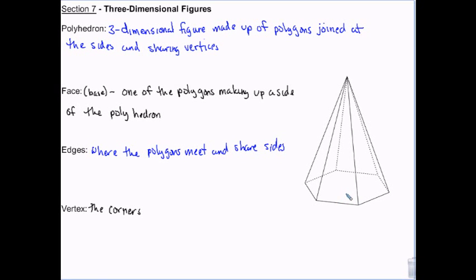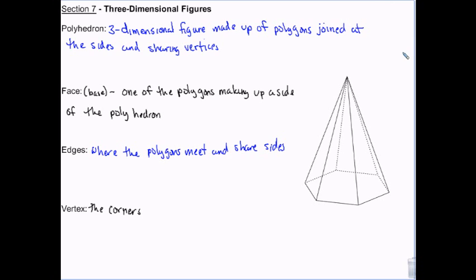A polyhedron is a three-dimensional figure made up of polygons. So if you remember, polygons don't have any curves. So a polyhedron has no curves either. All of the sides will have straight edges. The polygons are joined at the sides.